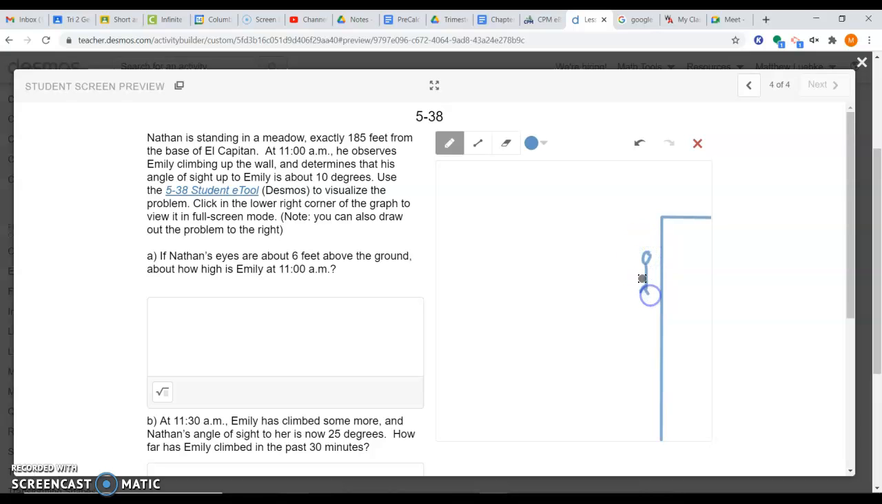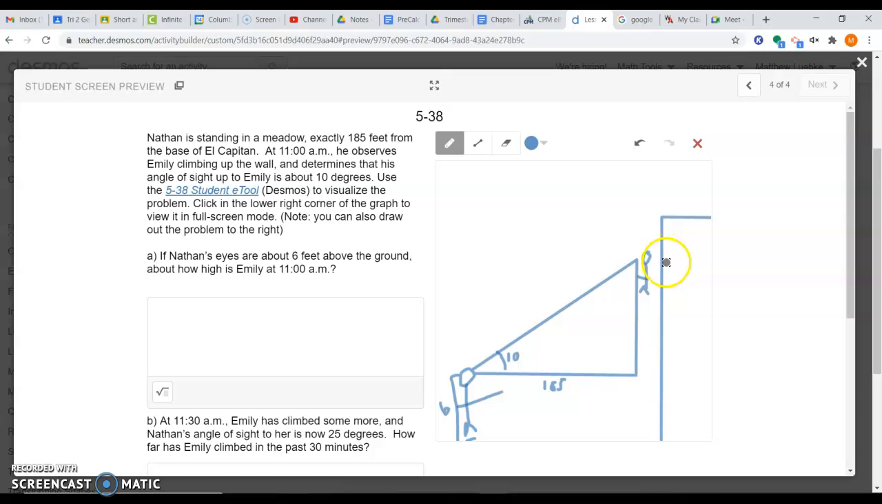And I'm just going to set up one diagram. We have Nathan looking on, and he's looking up at her, and we have this triangle forming from his line of sight here. And I think the last piece of information is that his eyes are 6 feet above the ground, so we know that from his eyes to the ground here is 6 feet. At first, he's looking up at a 10-degree angle. Okay, and we're trying to figure out how far he's standing 185 feet away.